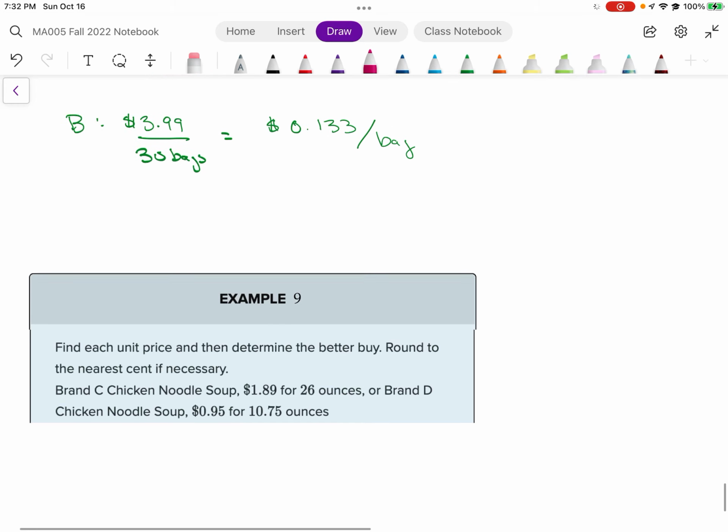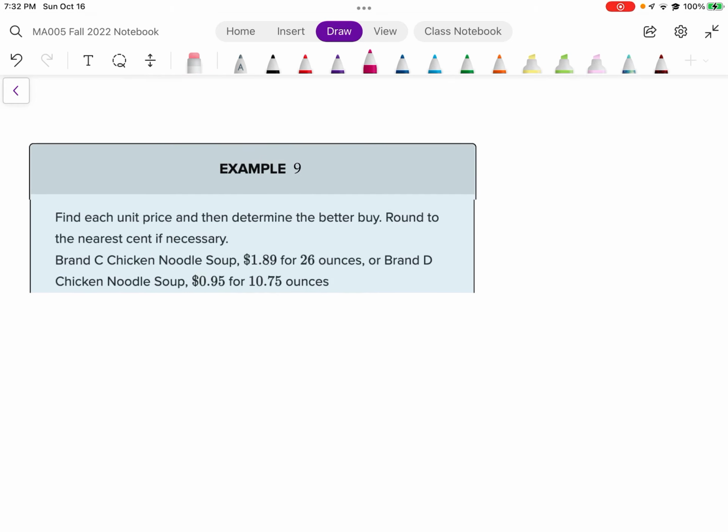All right, one last one. Again, why don't you try this one, pause the video, and then come back and see if you got it right. Okay, so brand C is that much and brand D is that much. Let's start with C. We've got $1.89 for 26 ounces, and I'm going to abbreviate ounces OZ. And we get 0.072692 per ounce of soup for brand C.